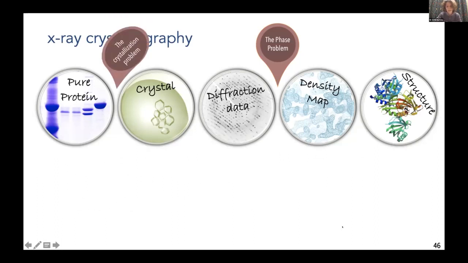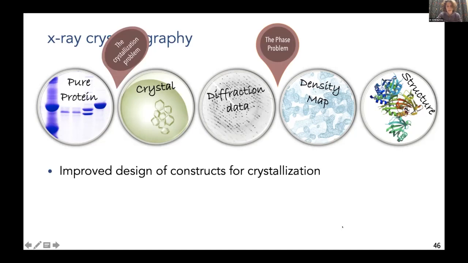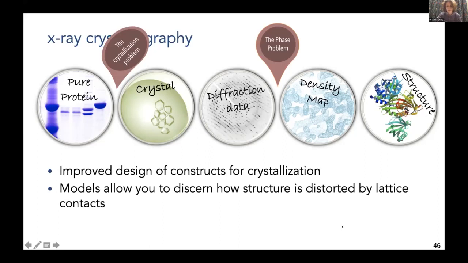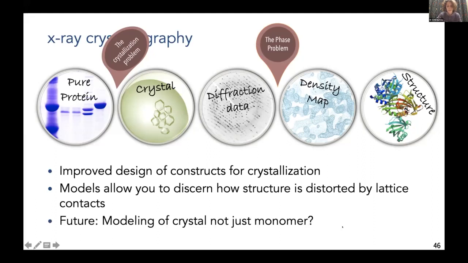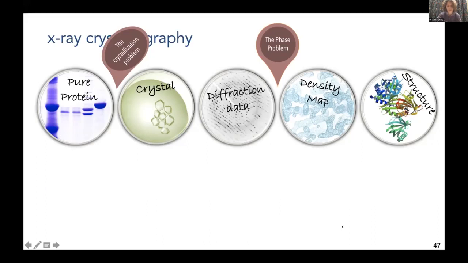You know, there's the crystallization problem at the front. How can that help us here? Well, we have improved design of constructs for crystallization. Interestingly, we can also discern how the structure is distorted by the crystal lattice contacts, if we're trusting the model. And finally, it may be possible to model the crystal, not just the monomer, and that may be interesting in the context of trying to model interactions rather than just single structures.